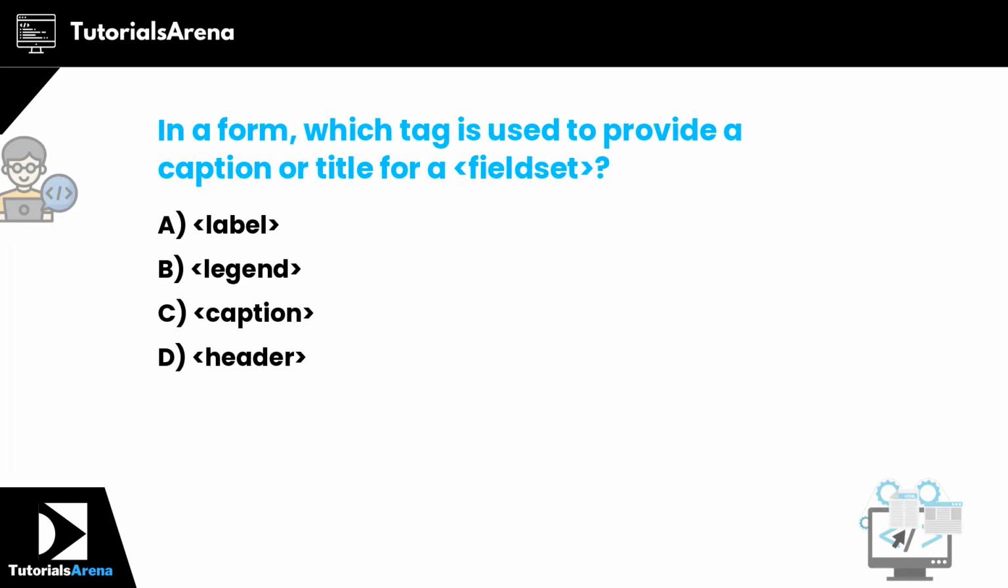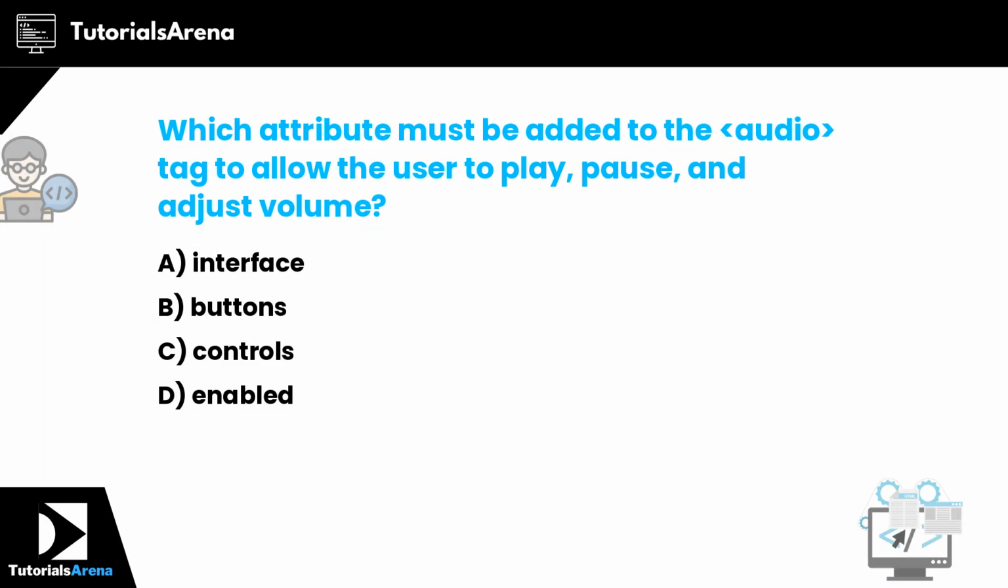In a form, which tag is used to provide a caption or title for a fieldset? The correct answer is option B, legend. Which attribute must be added to the audio tag to allow the user to play, pause, and adjust volume? The correct answer is option C, controls.